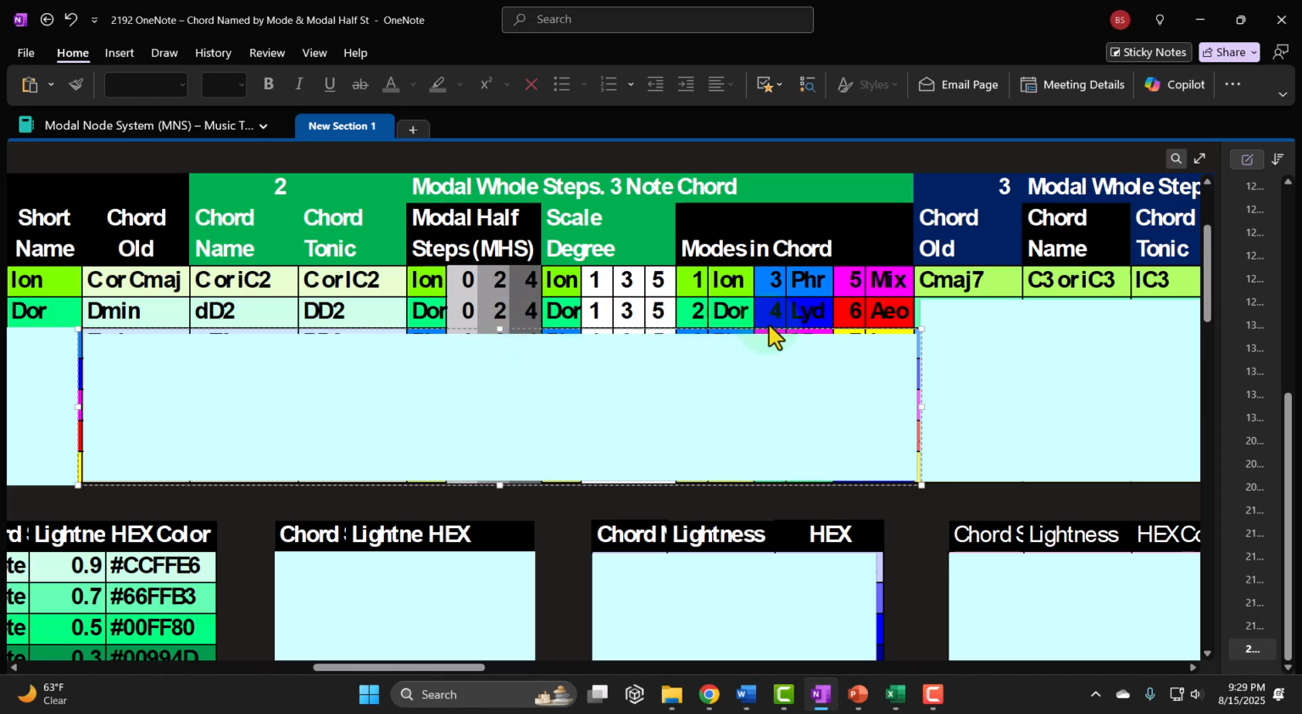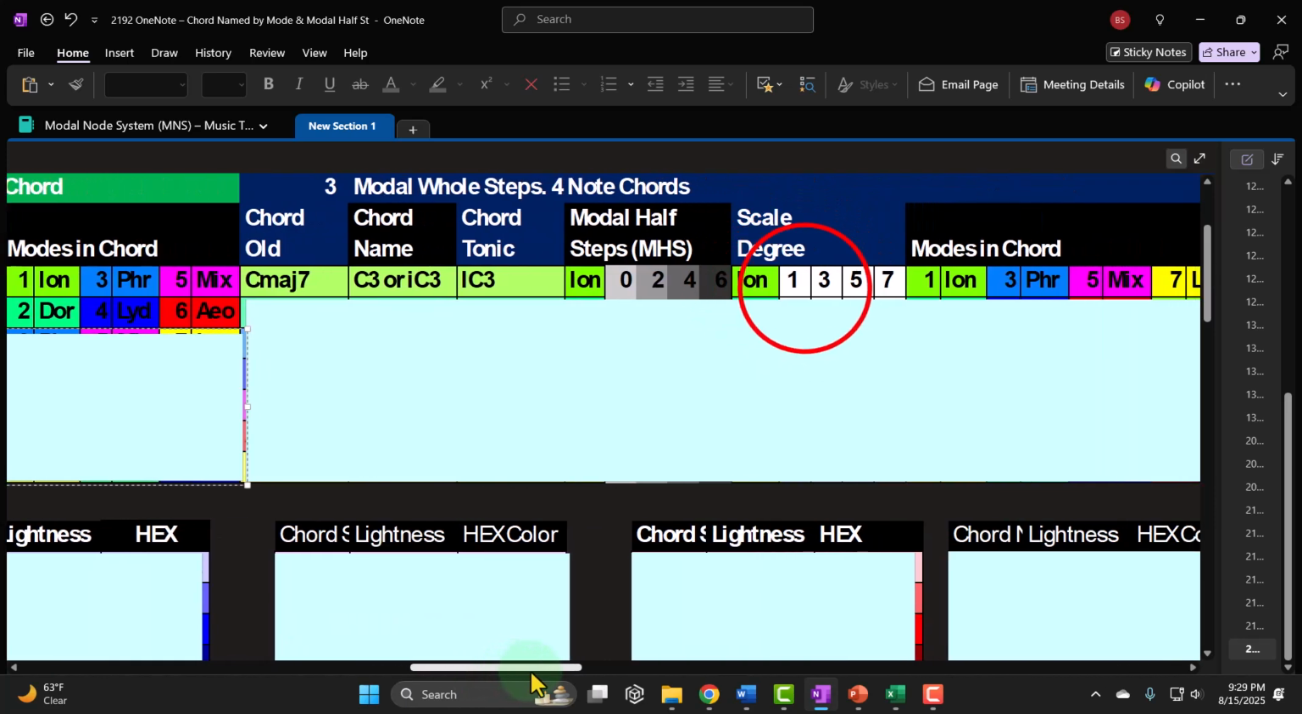So 2 plus 2 is 4, gets me to the Lydian, plus another 2 gets me to the Aeolian. Therefore, the Dorian chord, which is a minor chord, but more descriptively called a 3-note Dorian chord, would be the 2, 4, 6. It could be described by modal points. It's the Dorian, Lydian, and Aeolian nodes.